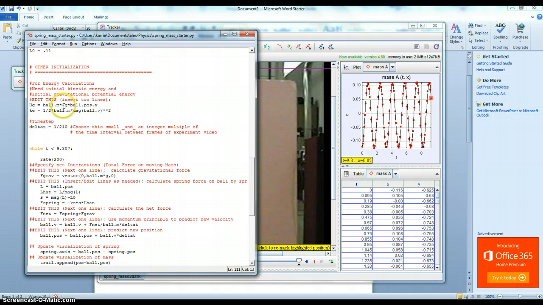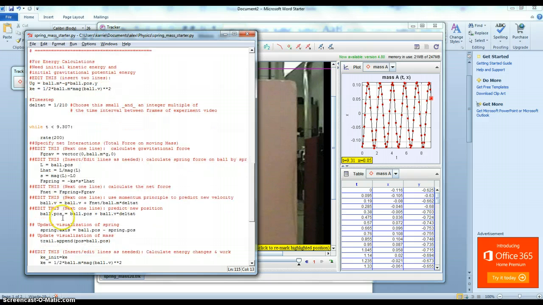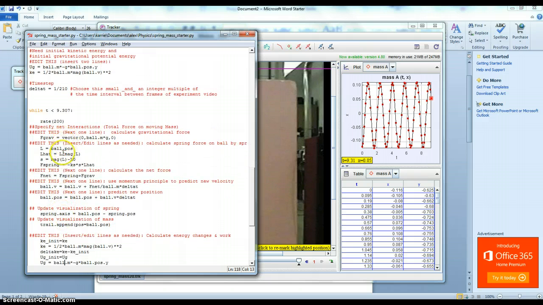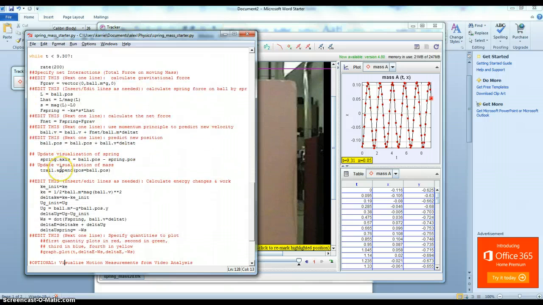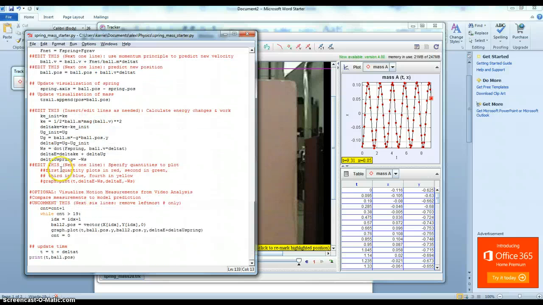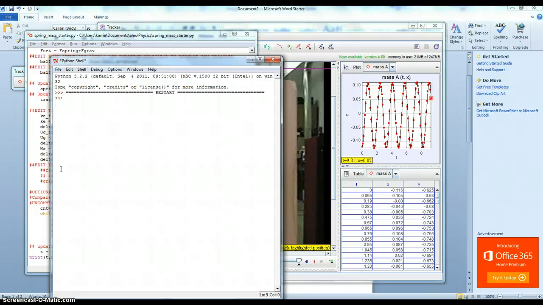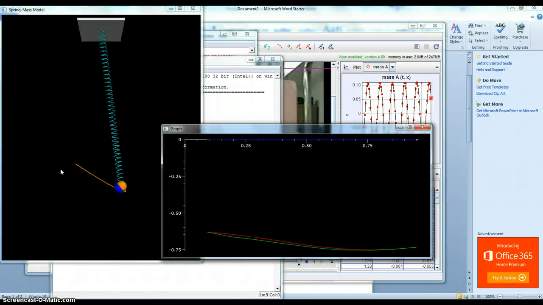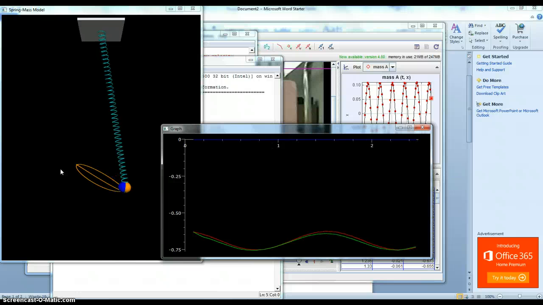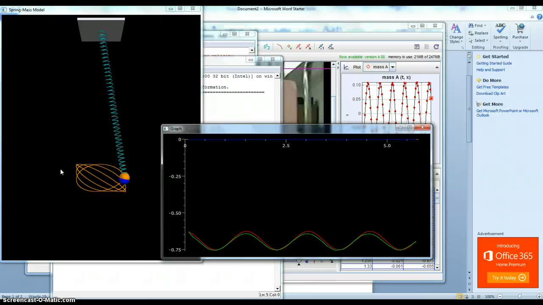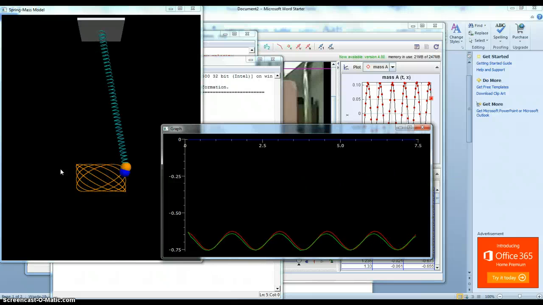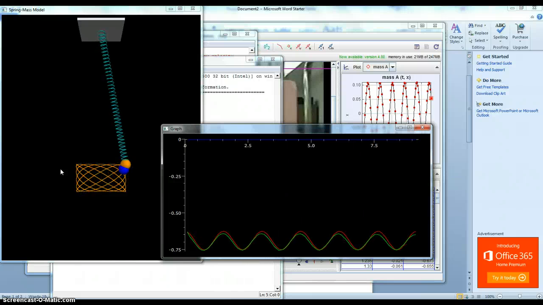You can see potential energy and kinetic energy, oh, potential energy of gravity. Let's see, force of gravity, force of the spring, the net force, and this is what it looks like. So you can see there's a pretty good model. The VPython model is the orange ball, and the actual experimental data is the blue ball.